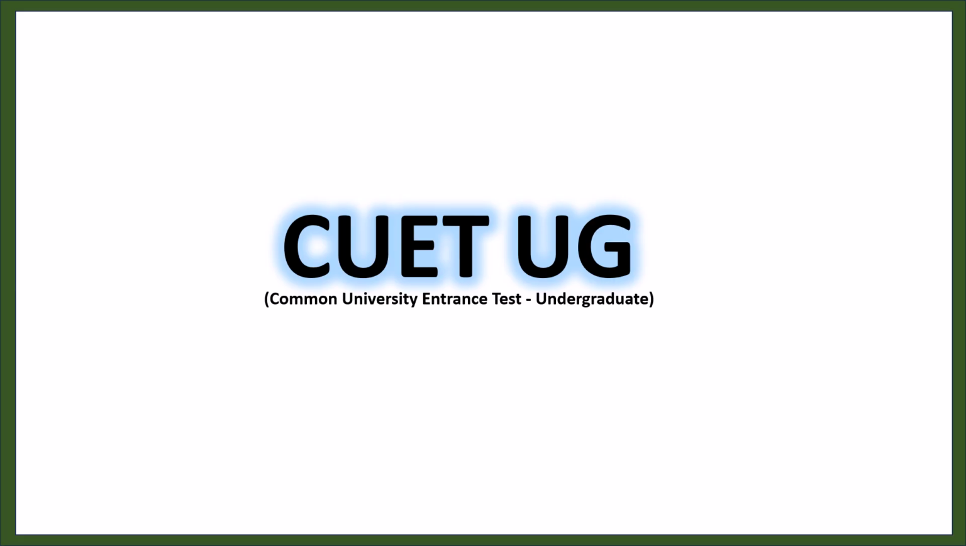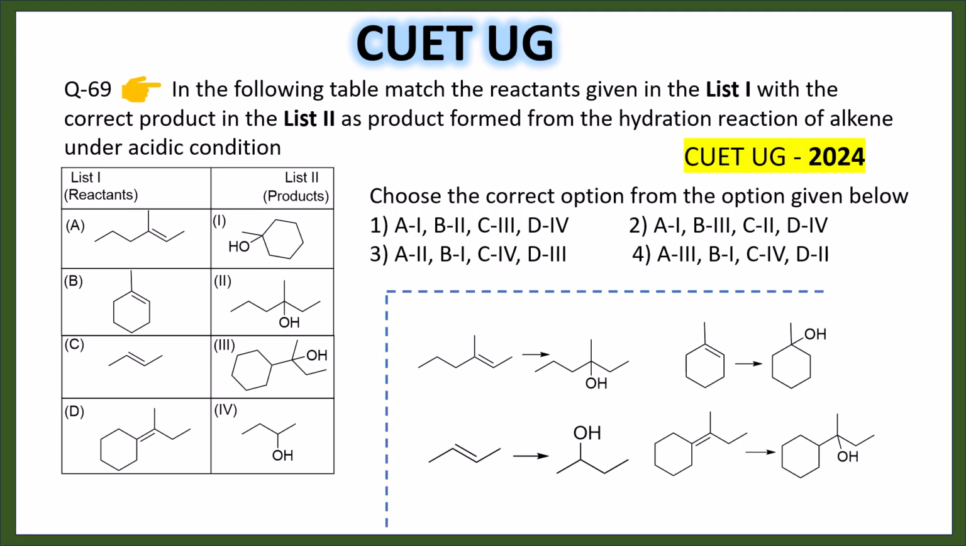Now we will discuss PYQs from CUET UG. Question number 69. In the following table, match the reactants given in list 1 with the correct product in list 2 as the product formed from the hydration reactions of alkene under acidic condition. So in hydration of alkene under acidic condition, which substrate gives which product? This gives the Markovnikov product in all the cases. Here also the Markovnikov alcohol product, and this case also gives this alcohol, the more substituted alcohol product. So to correlate, we can find that this is the right option.